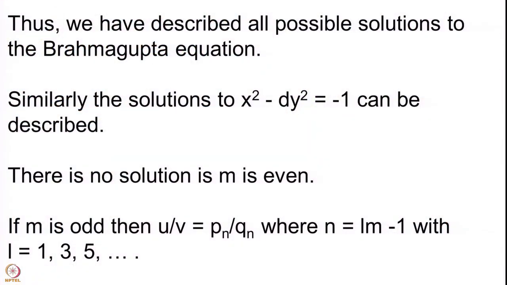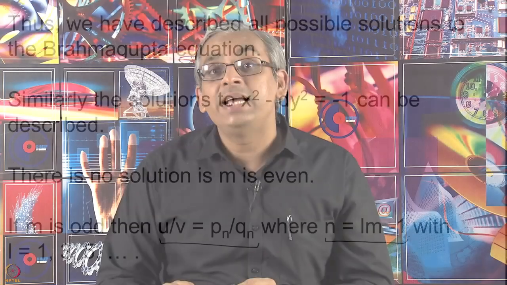Whenever m is even there are no solutions; whenever m is odd the solutions are explicitly written down as follows: any such solution which is bigger than 1 is a convergent pn by qn, where your n is still lm minus 1, but l is now an odd integer 1, 3, 5 and so on. Here n has to be even, that is quite clear because we want minus 1 to the power odd to come, and therefore your n has to be an even integer.